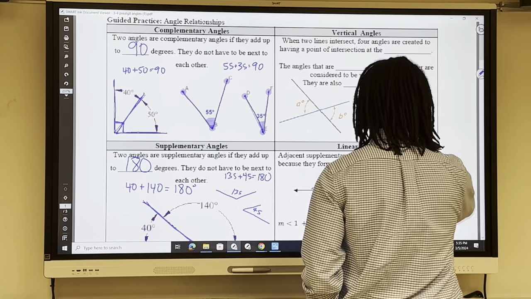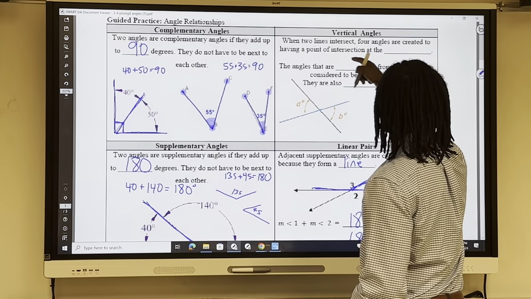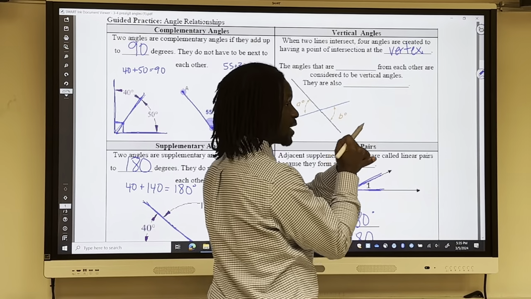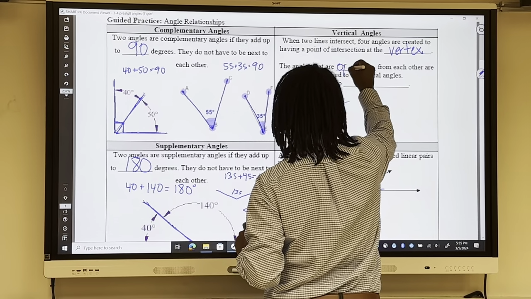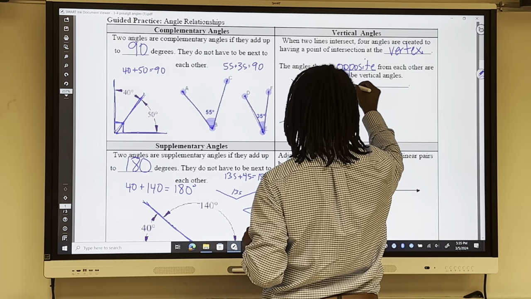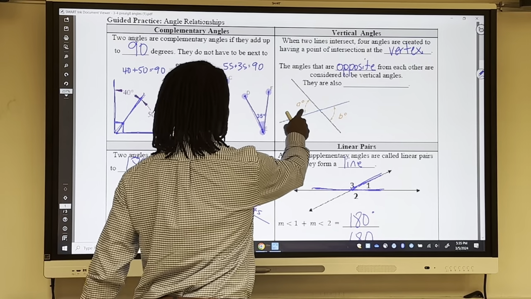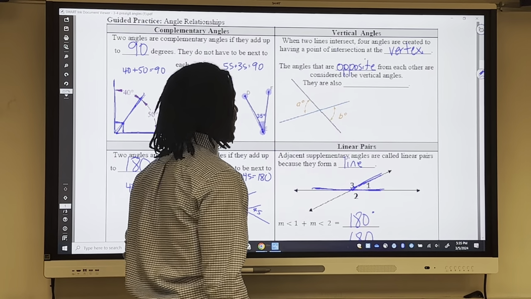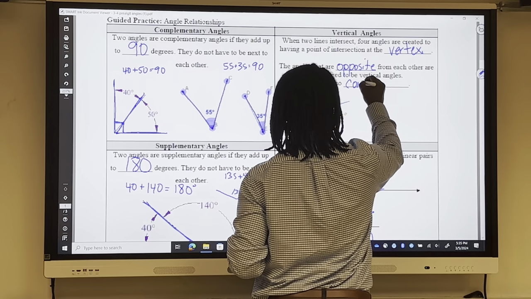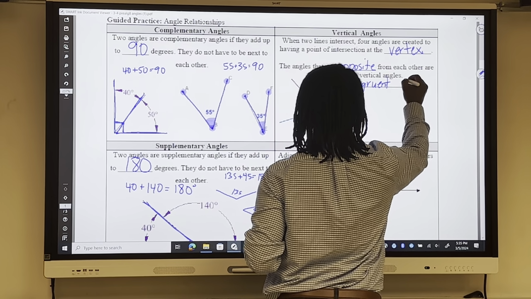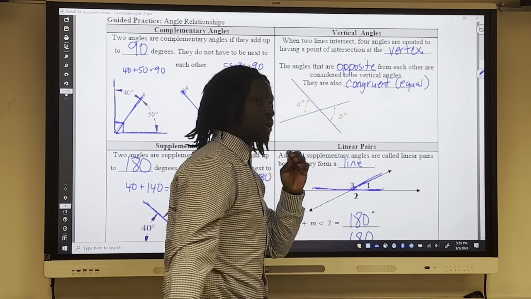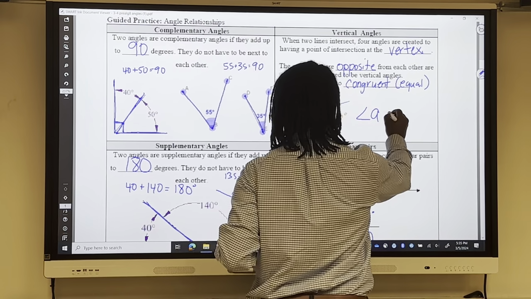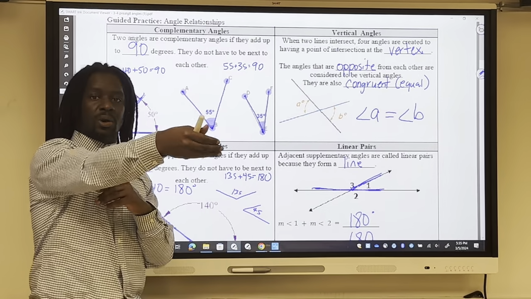When two lines intersect, four angles are created having a point of intersection at the vertex. So vertex is where the points come together. The angles that are opposite from each other are considered to be vertical angles. So in this case, angle A and angle B are opposite from each other. They are also congruent, which means they are equal. So what you need to know about vertical angles is that they are equal. In other words, angle A is equal to angle B, because they are across from each other.